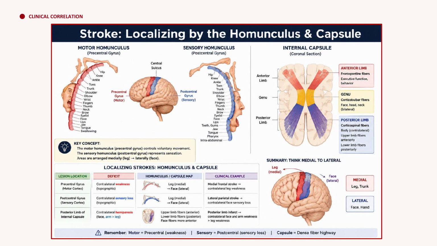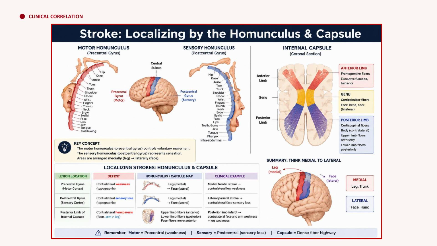On the left, the motor homunculus of the precentral gyrus and the sensory homunculus of the postcentral gyrus, both arranged leg medial to face lateral. On the right, the internal capsule in cross-section, frontopontine fibers in the anterior limb, corticobulbar fibers at the genu, and the corticospinal fibers in the posterior limb, dense and therefore dangerous.